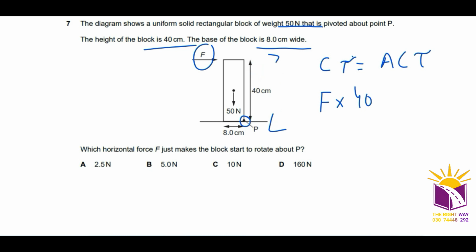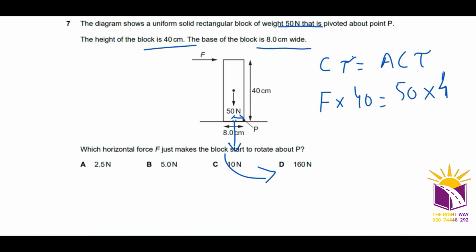40 centimeter. Now the other one. As this is 50 Newton acting on the center, so 50 Newton force will move it in the anti-clockwise direction. And what is the perpendicular distance between the pivot and the force of 50 Newton? It will be equal to 4 centimeter, not 8 centimeter, because it is between the width.